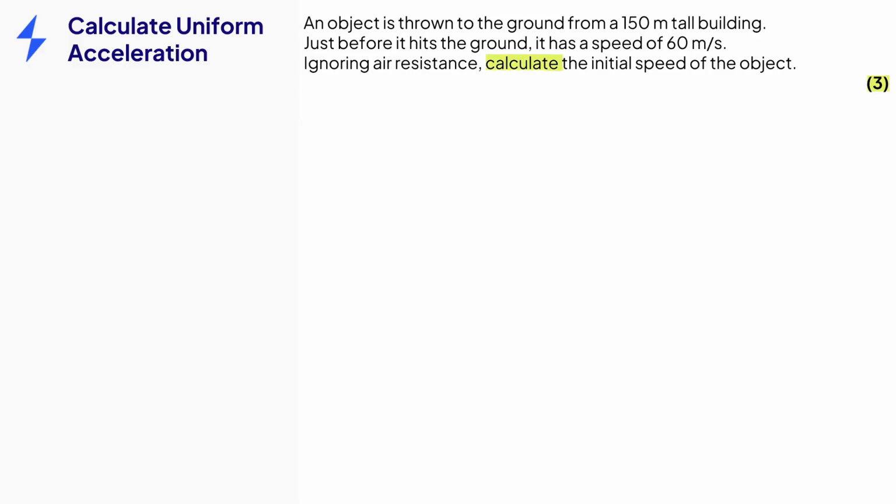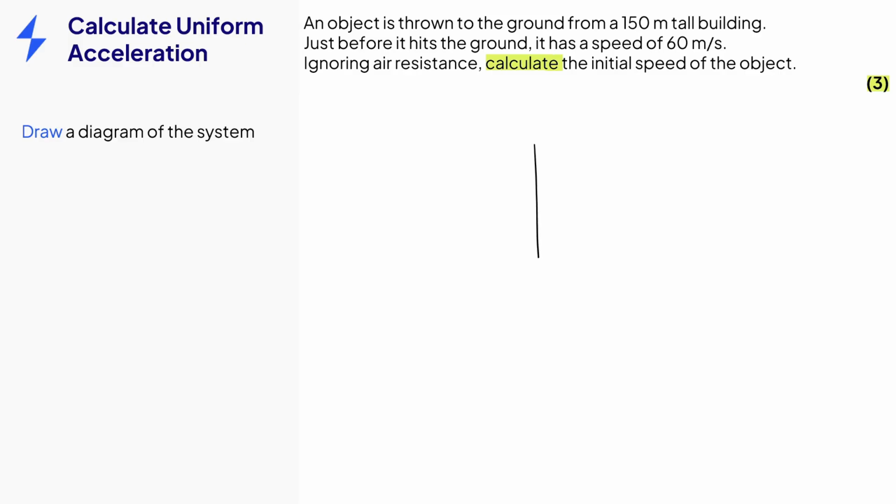Now, it's not immediately obvious that this is a uniform acceleration question, but we have a falling object and we are ignoring air resistance. So, the object is accelerating downward at the acceleration of freefall, which is constant or uniform. With a situation like this, drawing a diagram can help you visualize the problem.